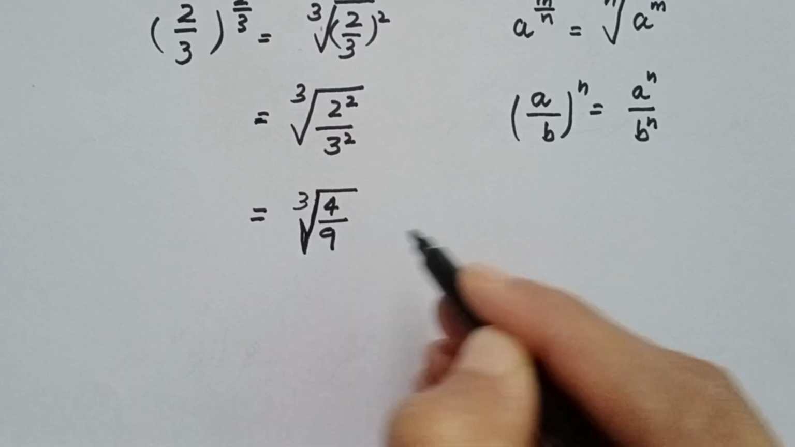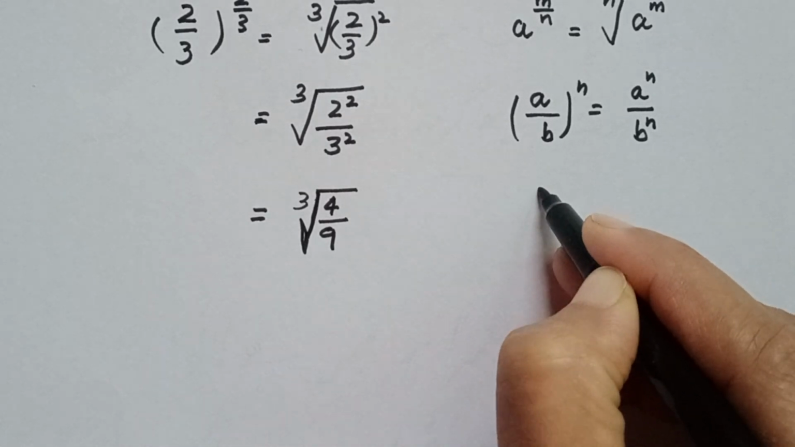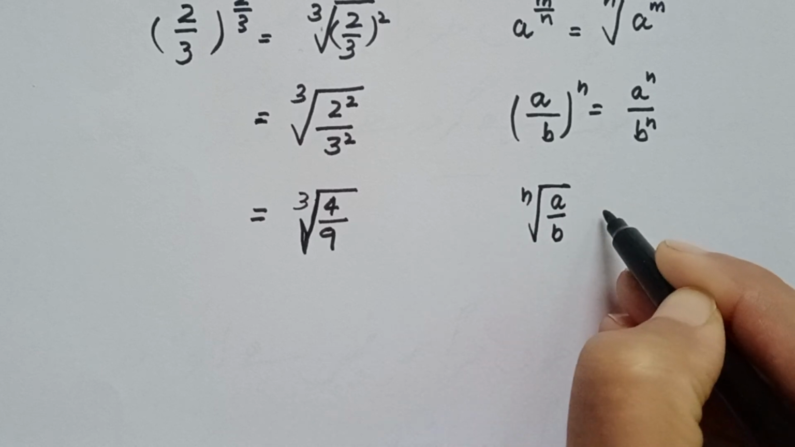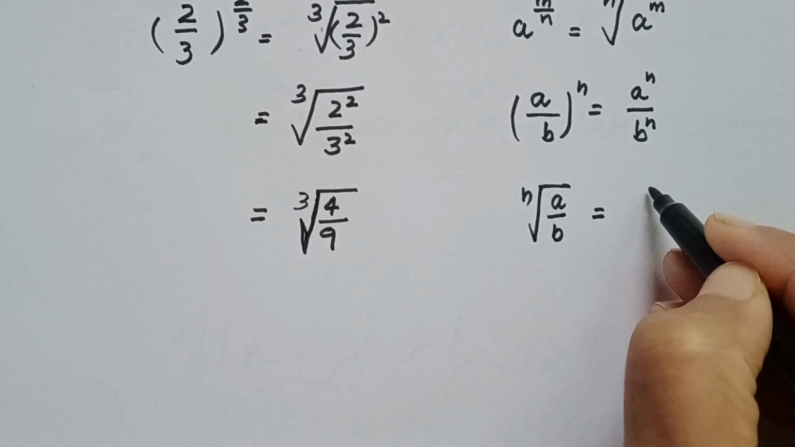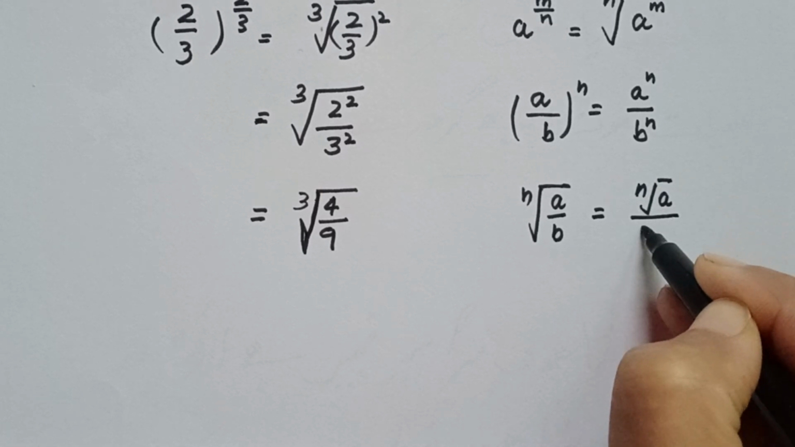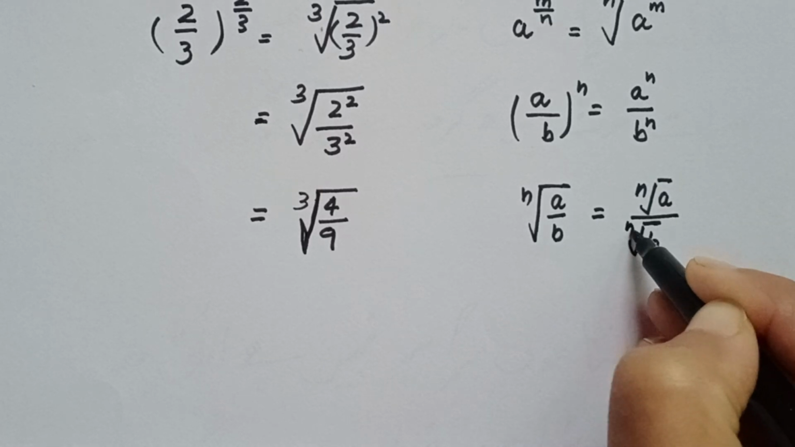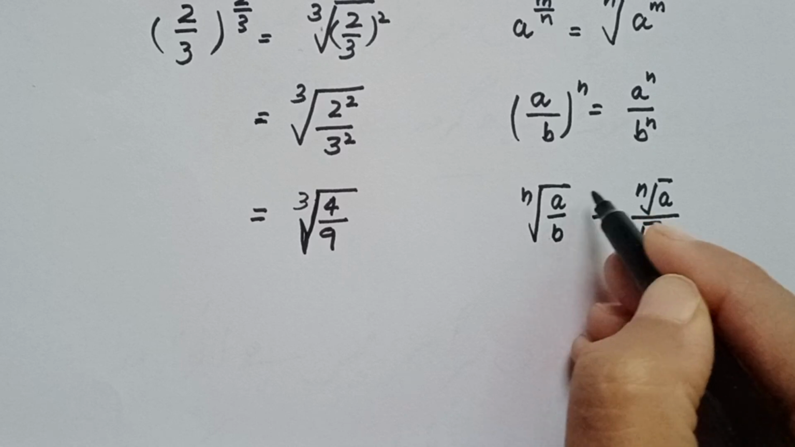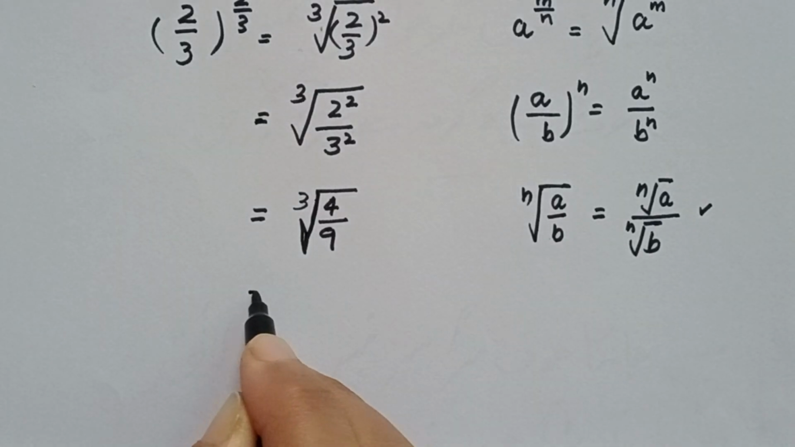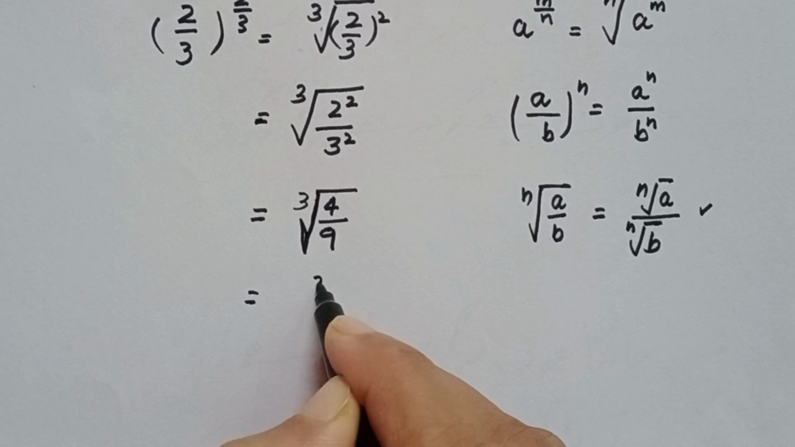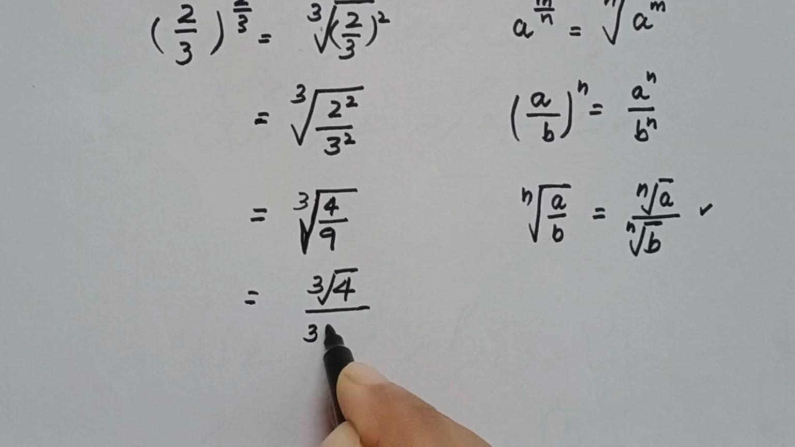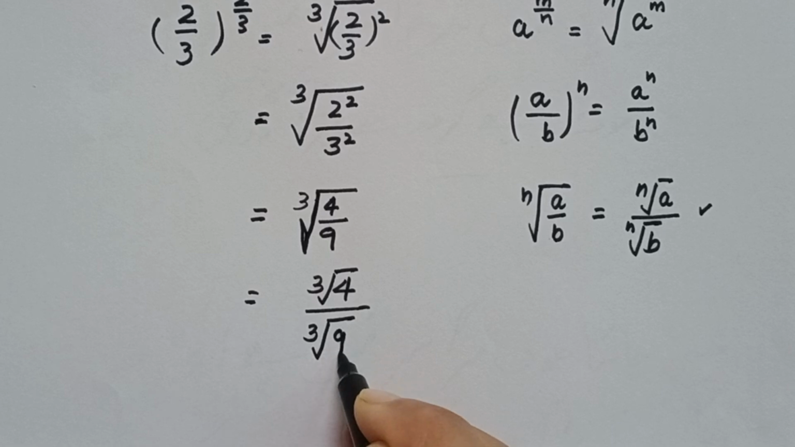So here we will use another rule, that is if the nth root of a over b is given, then we can write the nth root of a over the nth root of b. We can separate the nth root here. So we will use this rule again in this step, and we will write the third root of 4 over the third root of 9.